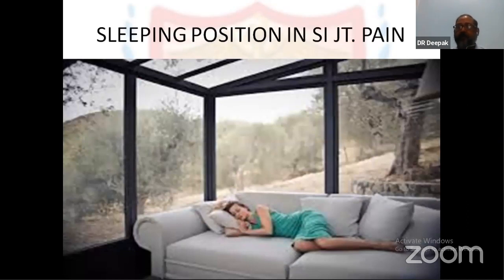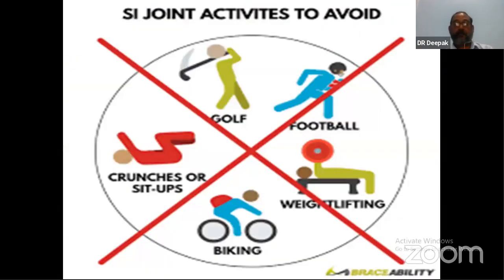Then, sleeping position in SI joint. This position is the best position for SI joint dysfunction or SI joint pain. Side lying, with the upper joint, that is the involved joint, at the upper side, the lower leg flexed and the upper leg slightly flexed. Side lying is the best sleeping position for SI joint dysfunction.